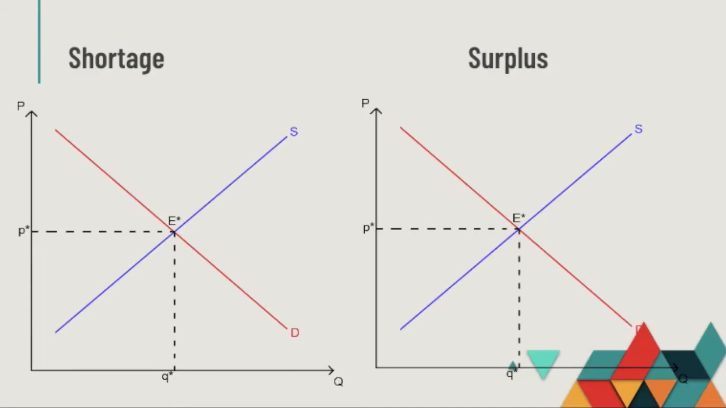The next thing we're going to talk about is, what if a company is not selling at equilibrium? What if their price is different? There are two situations that might happen in that case: a shortage or a surplus.